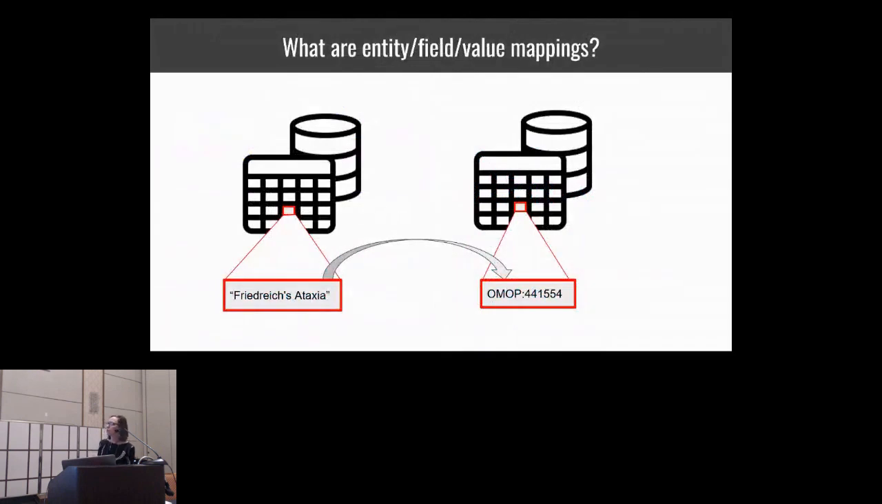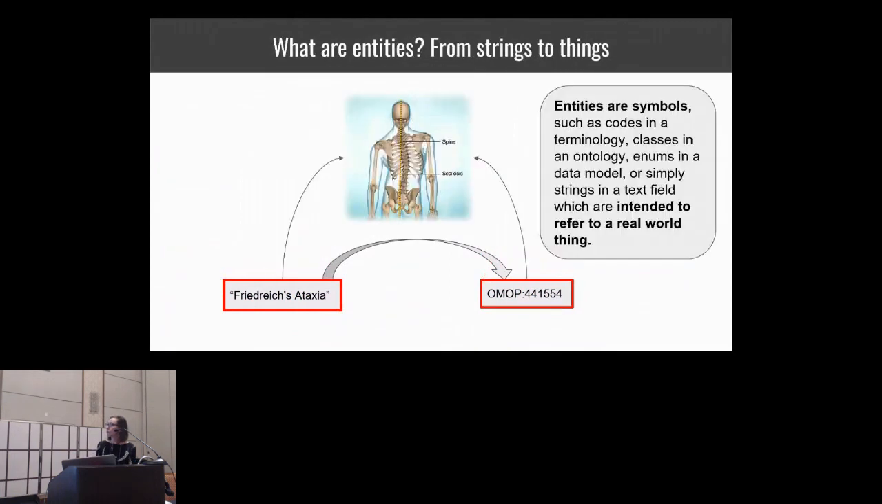Okay, so let's talk some more about entity field value mapping. So here we have two things, Friedreich's ataxia and OMOP 441554. And so we want to understand what's the relationship between these two things. There's a label over there on the left, and there's an identifier on the right in the form of a query. So the entities are the symbols, such as codes in a terminology, classes in an ontology, enumerations in a data model, or simply strings in a text field that refer to a real-world thing, right? So Friedreich's ataxia is a real-world thing, and it's associated with this identifier.